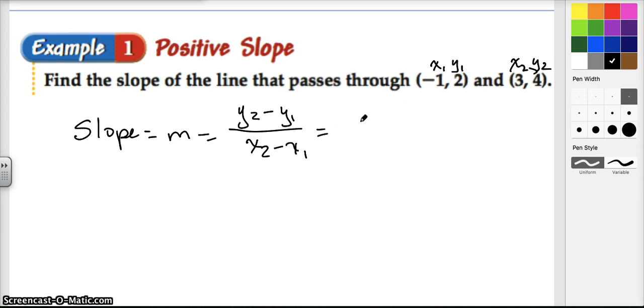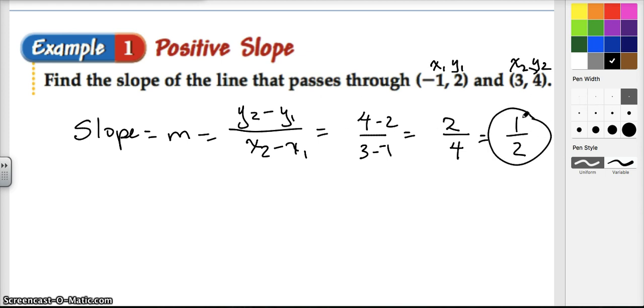And just like we did when we first started algebra, we're just going to do some substitution. So we get 4 minus 2, y sub 2 minus y sub 1, over 3 minus negative 1. 4 minus 2 is 2, 3 minus negative 1 is 4. We can reduce that. Our slope is 1/2. So every time the y value goes up 1, the x value will go out in a positive direction too. This is a positive slope. We'll talk about the orientation of slope, whether it's positive, negative, undefined, or 0, in a moment.